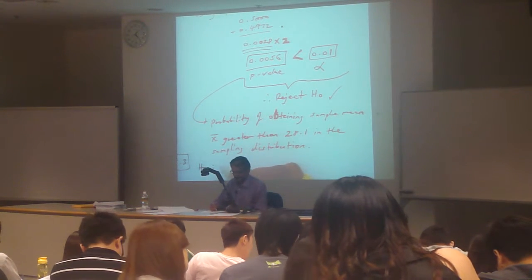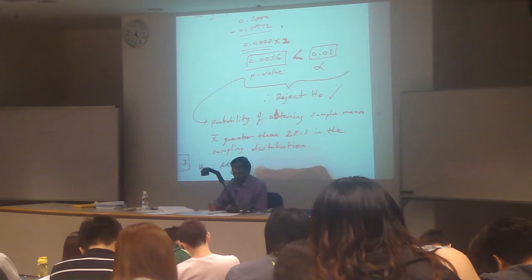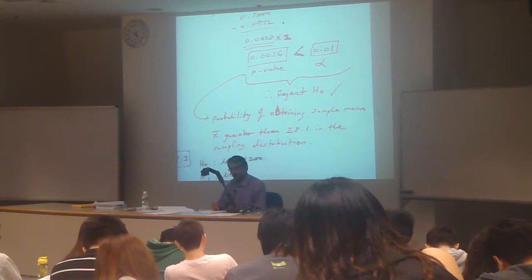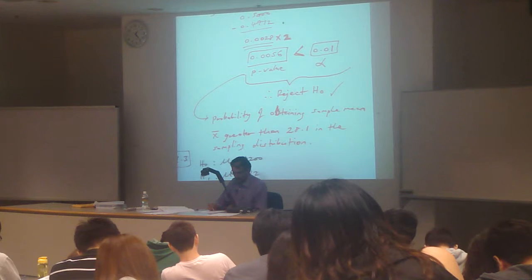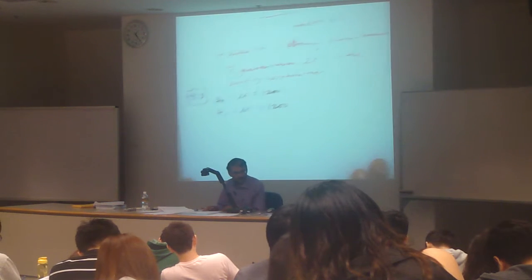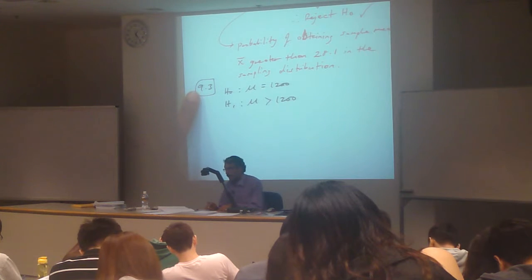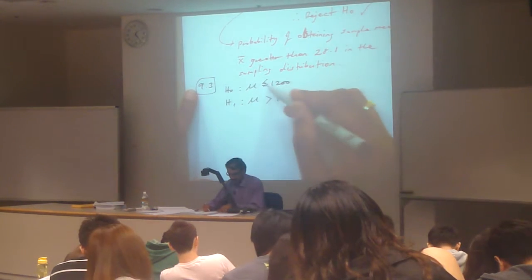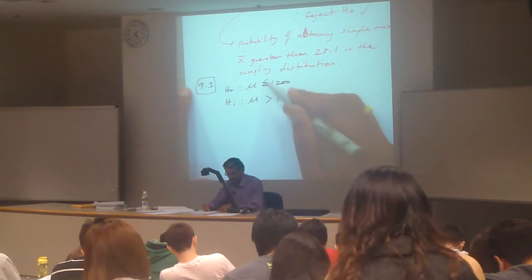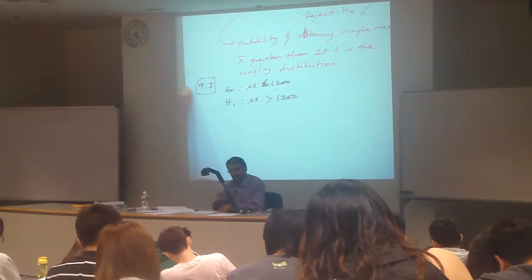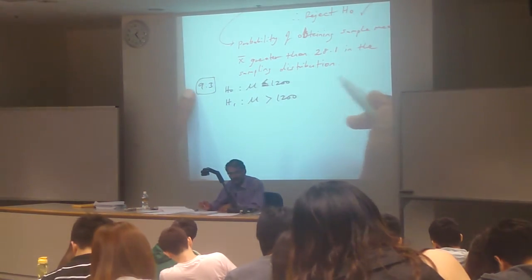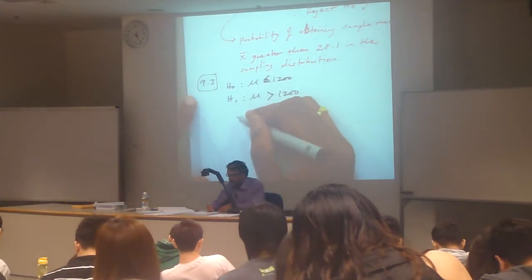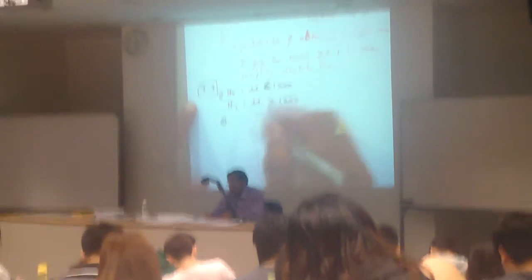H0 is mu equals 1002. H1, mu greater than 1002. One tail, two tail, upper tail, lower tail? See which one to decide, H0 or H1. H1 gives you greater than, which tail? Upper tail.